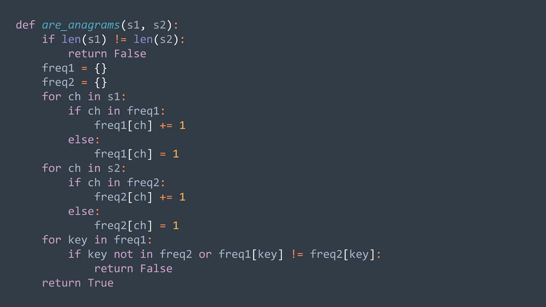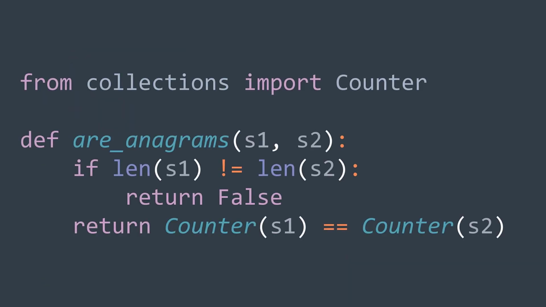And in Python, we don't even need to write all of this because we have a class named Counter in the collections module that builds the table of occurrences just by passing the string as an argument. And we can compare dictionaries with the equality operator, so in reality, we just return Counter of S1 equal to Counter of S2.